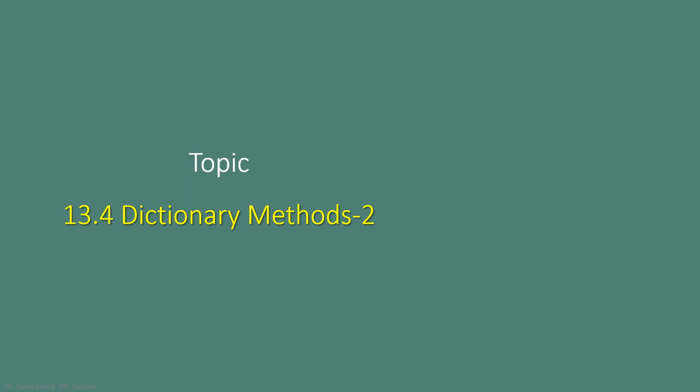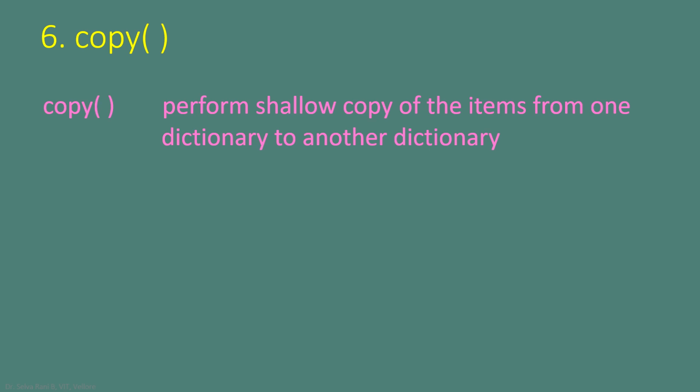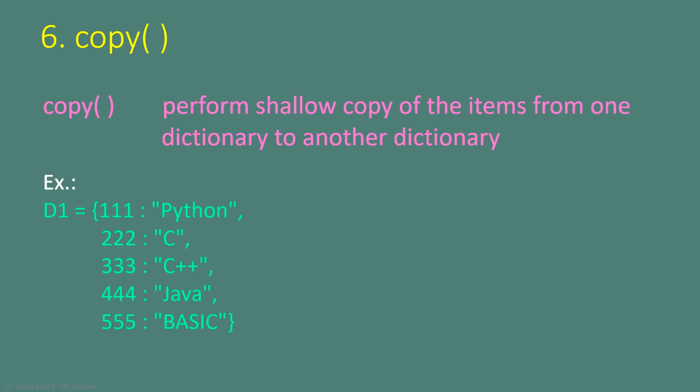In this session, we are going to explore some more methods associated with dictionaries. The first method is copy. Copy is the method which performs shallow copy of the items from one dictionary into another dictionary.